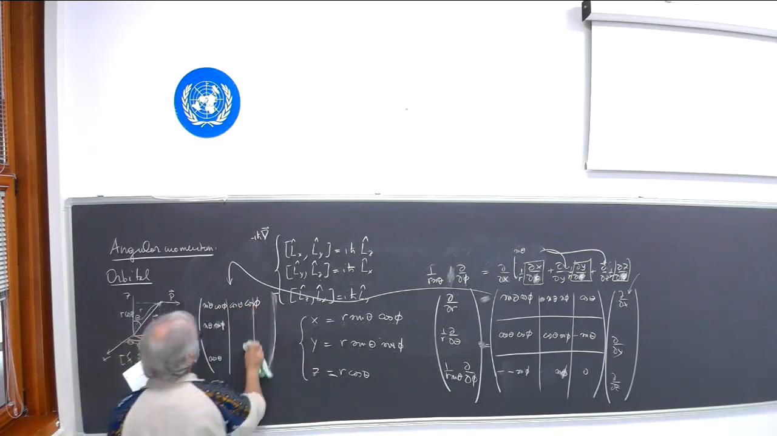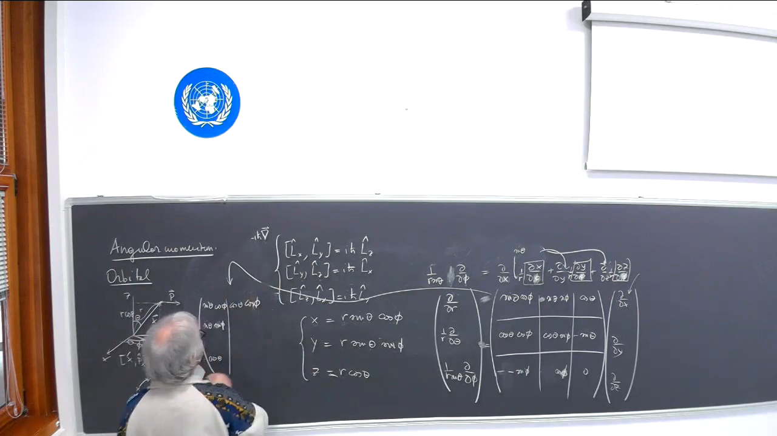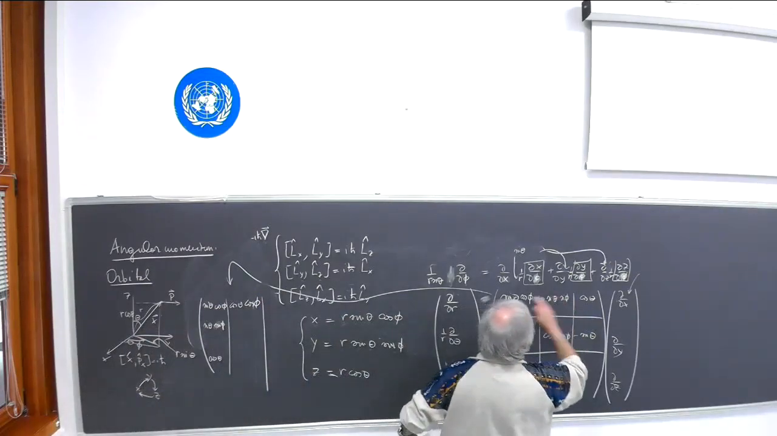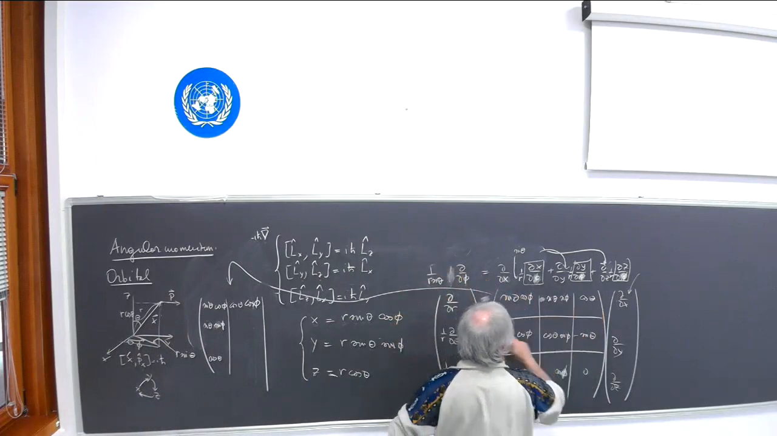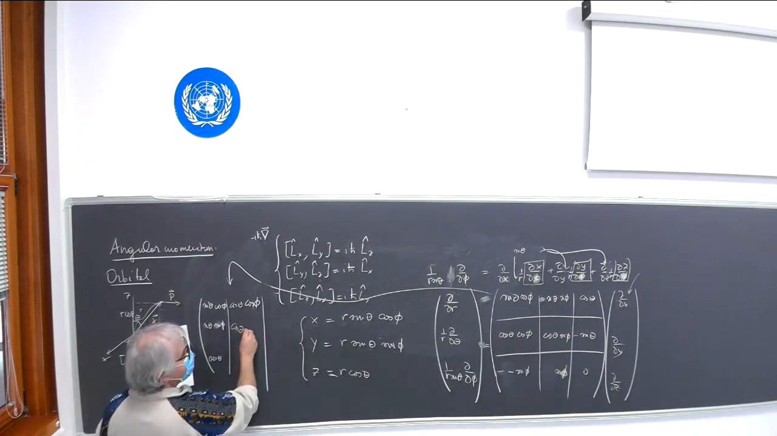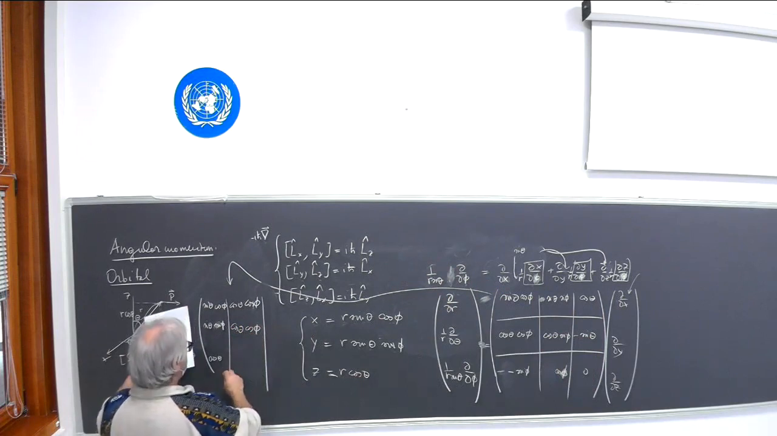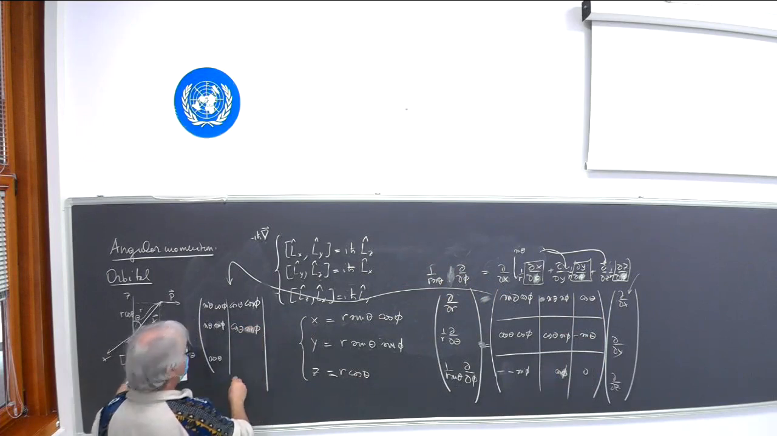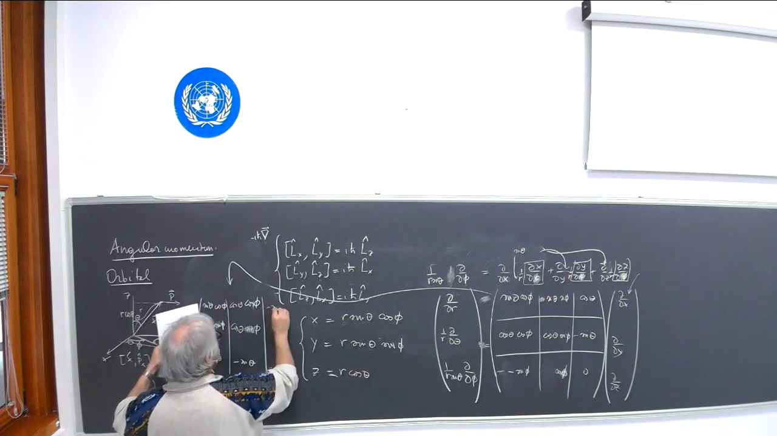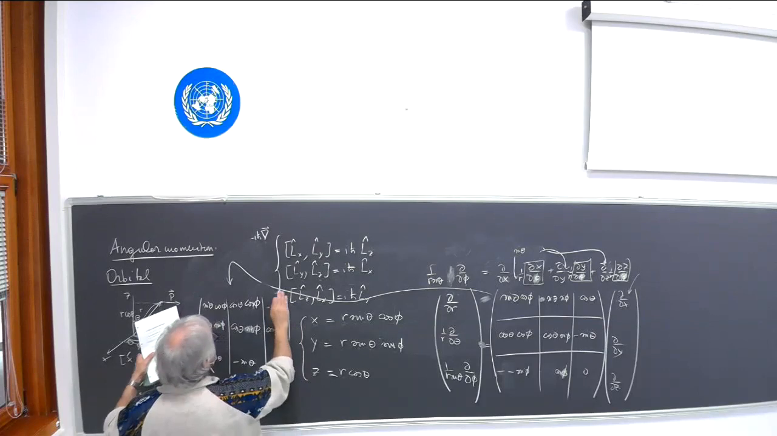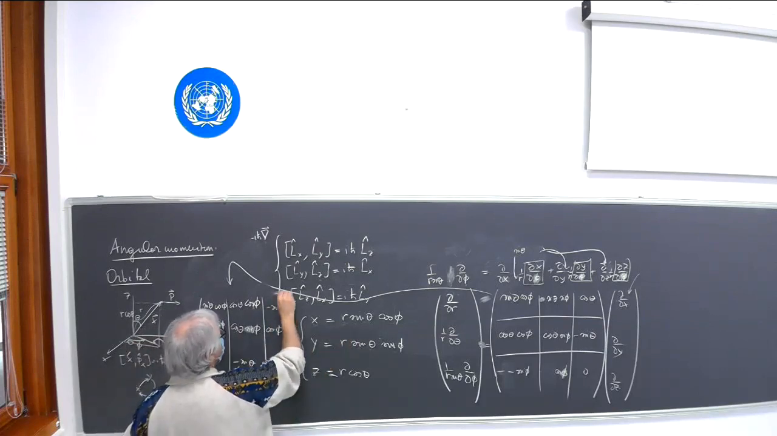I'm sorry, this is a bit too small. Perhaps someone will complain. I'm simply rewriting this first row as a column, the second row as a column. So cos theta cos phi, and, no, there is something wrong, sine phi. And then I have minus sine theta. And the third, which is minus sine phi, then cos phi, and then 0. That matrix is the transpose of this.